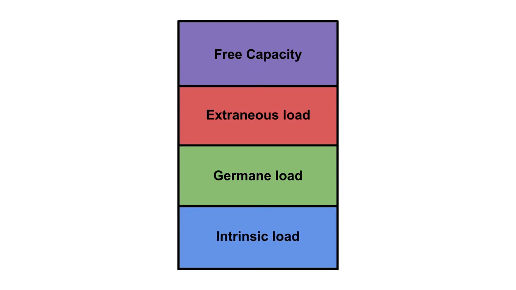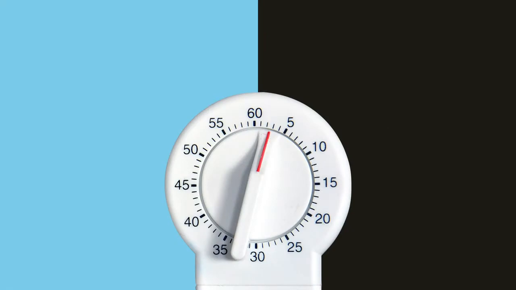There's intrinsic load, which is inherent to the material. It can't be changed. Germane load is the good stuff that contributes to learning. And last, there's extraneous load, which is all the other stuff that doesn't help you learn. So we want to maximize this and minimize this. But how do we do that?